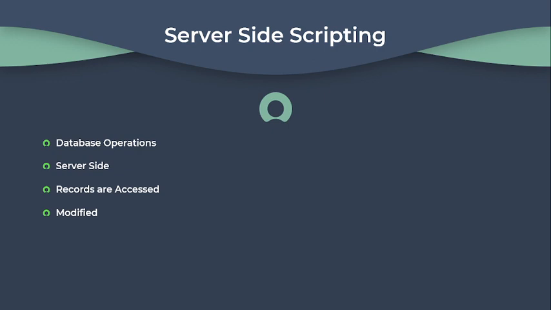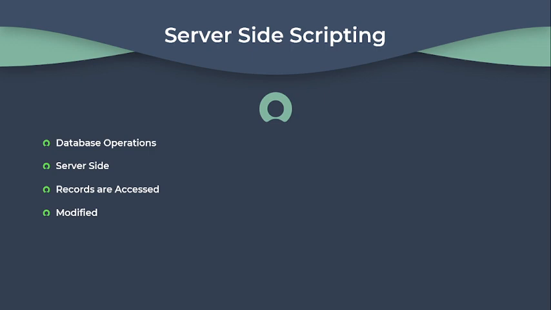Then business rules are server side scripts that execute when certain conditions are met, such as before or after a record is inserted, updated, or deleted. They are used to enforce business logic and automate actions such as sending notifications, updating related records, or performing data validations. Then scripted REST APIs. ServiceNow allows users to create custom REST APIs using server-side scripting. These APIs enable integration with external systems by providing endpoints for data retrieval, creation, updating, and deletion using standard HTTP methods.